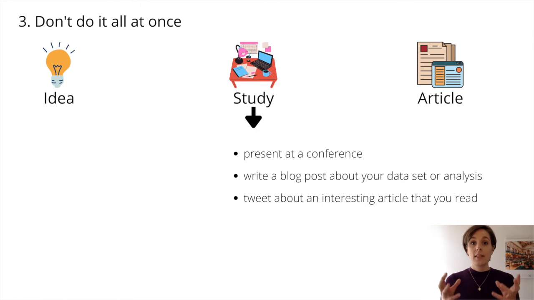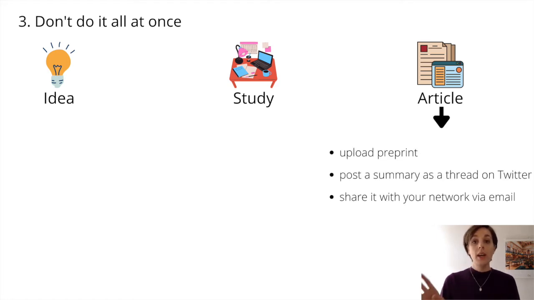Then you are conducting the study, so you can present preliminary results at a conference. You can write blog posts about your data, a fieldwork trip, or your analysis, and tweet about interesting articles that you are reading. This is also acknowledging other researchers and their work. And when you have the finished article, you can upload a preprint, and with the preprint, you can start advertising the study, post a summary as a thread on Twitter, share it with your network via email or on ResearchGate, and then distribute it basically.